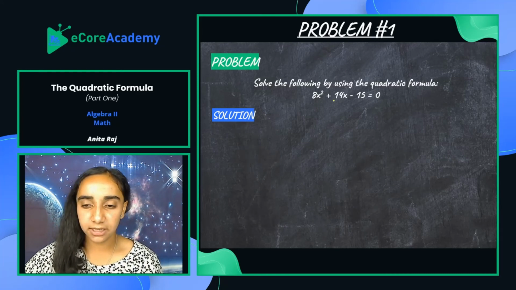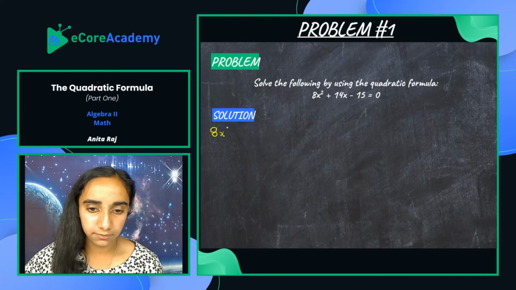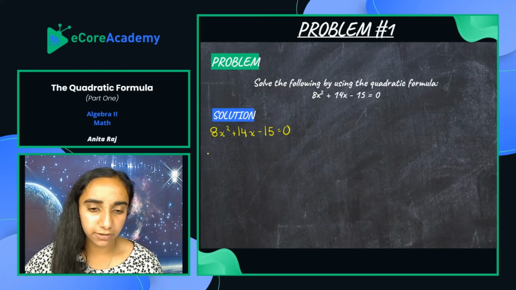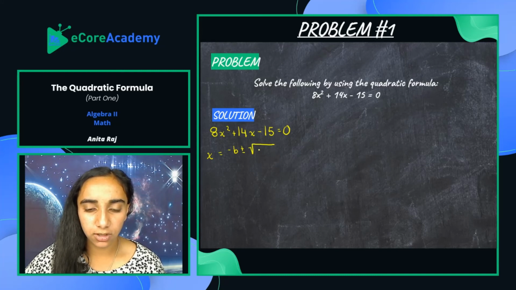So first, let's begin by writing this quadratic equation that we have been given. So we've been given 8x squared plus 14x minus 15 equals 0. So right underneath that, I want to rewrite the quadratic formula, which is x equals negative b plus or minus the square root of b squared minus 4ac over 2a.